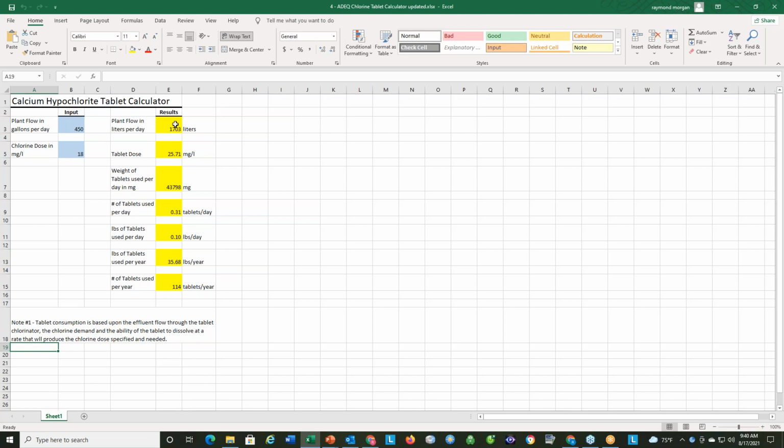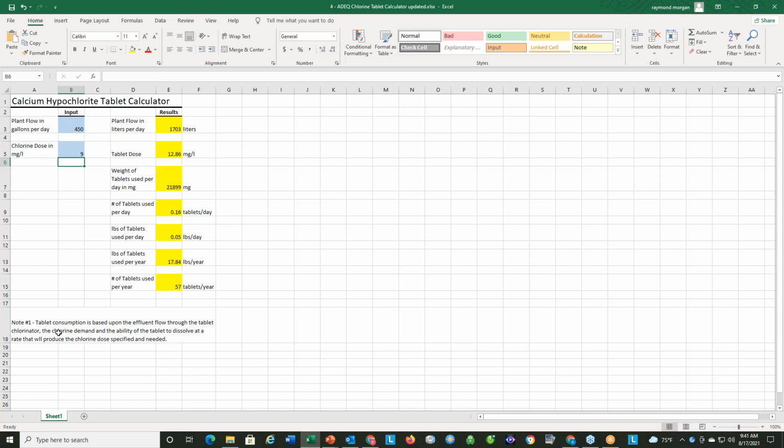And then you get your results shown in yellow. So your plant flow in liters per day, your tablet dose, the weight of tablets used per day, the number of tablets used per day, the pounds of tablets used per day, pounds of tablets used per year, number of tablets used per year. And of course, now if we change that to 9, then it drops, so you can see I'm only using 57 tablets per year. So it adjusts everything accordingly.